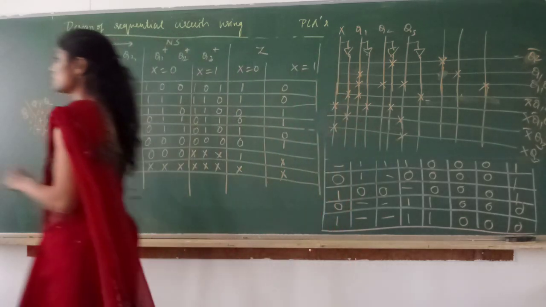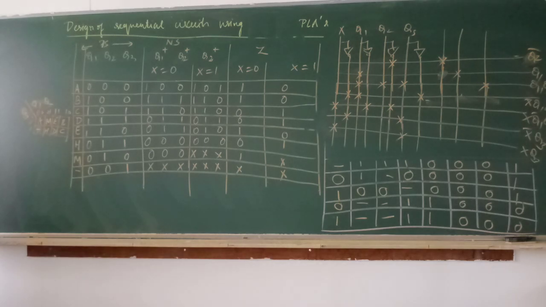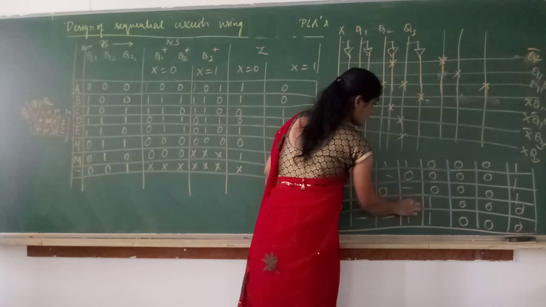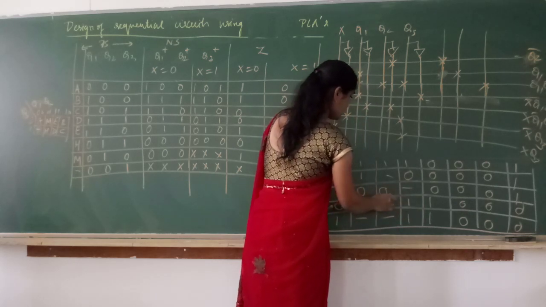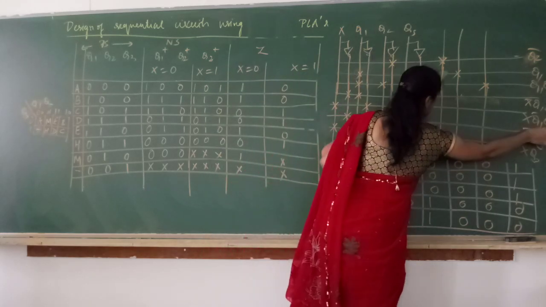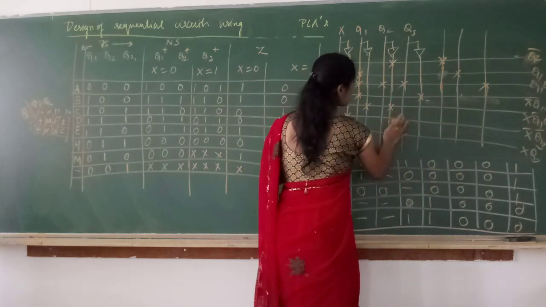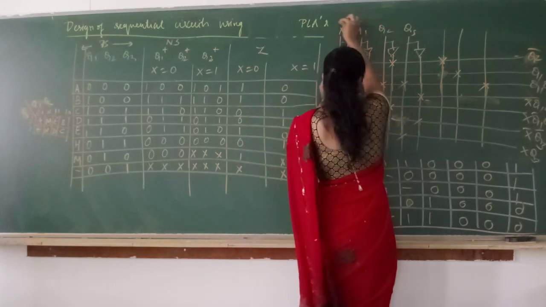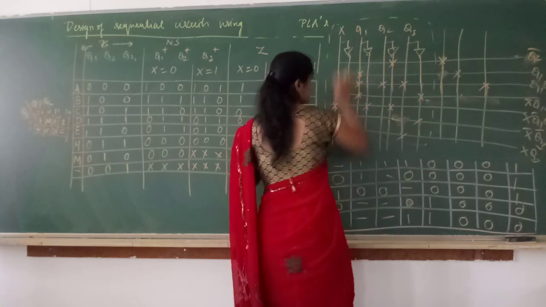I'll just verify the equations: Q2 bar; Q1, Q2, Q3; X bar, Q1, Q3 bar; X, Q1 bar, Q2 bar; X bar, Q3; X, Q3; and X bar, Q3 bar. So for X bar, Q3 bar, Q3 bar is connected. So this is the AND array, where your product terms are connected.